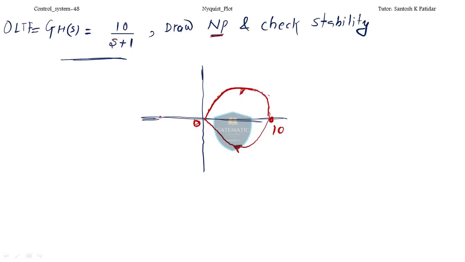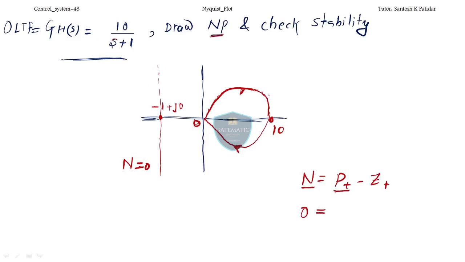Now the point is, where is the minus 1 plus j0? Over here. Minus 1 plus j0. Is there any encirclement of this point? Any surface encircling this point? No. N equal to 0. What is our formula? The formula is N equal to P plus minus Z plus. What is the N value? 0. What is the P value?